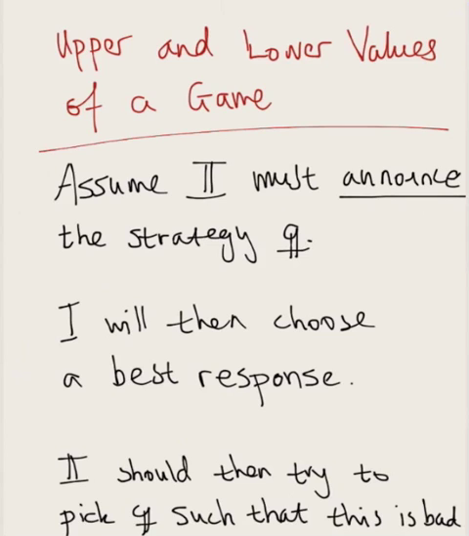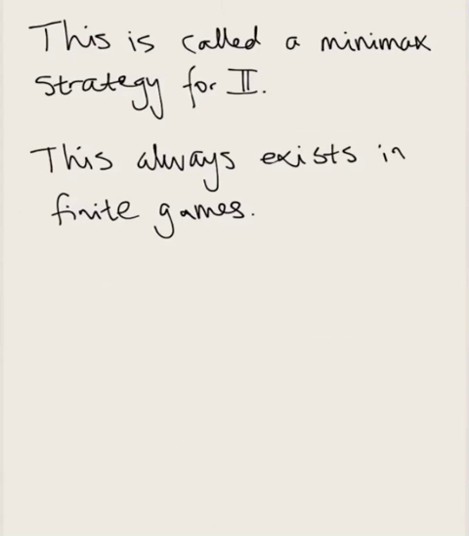So player number 1 will use what we learned a moment ago and choose a best response, either by choosing a row or a mixed strategy. Now, number 2 knows this, so he or she will announce in the beginning a strategy such that when one picks a best response against this, he's going to get as little as possible. And this is a so-called minimax strategy because it minimizes the maximum loss for player number 2.